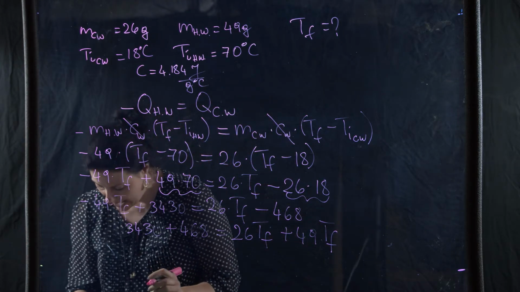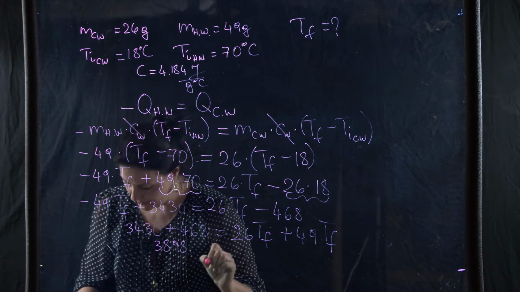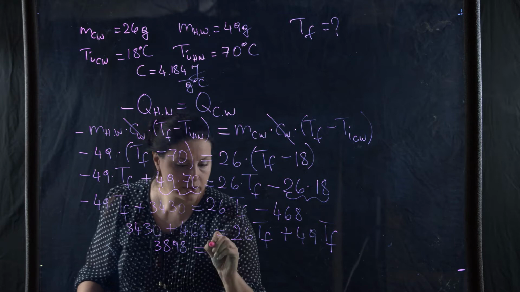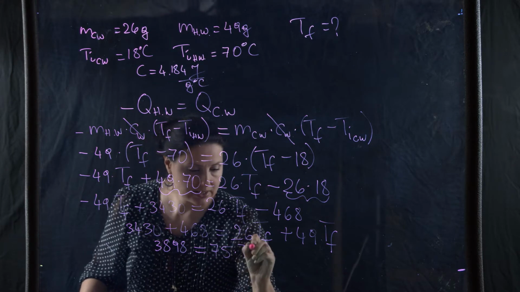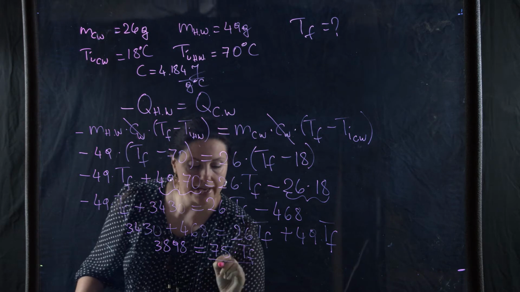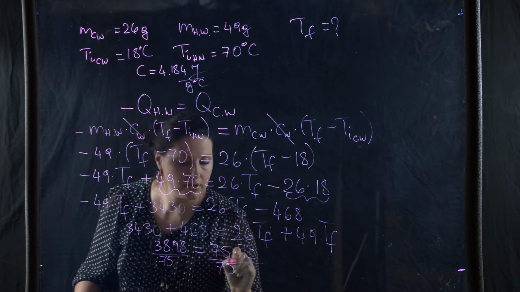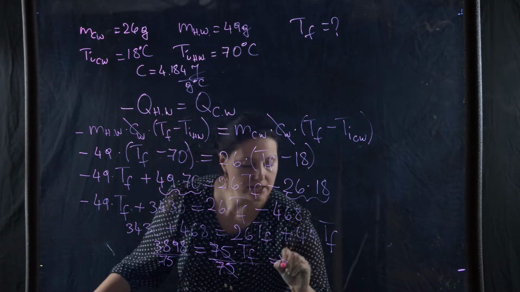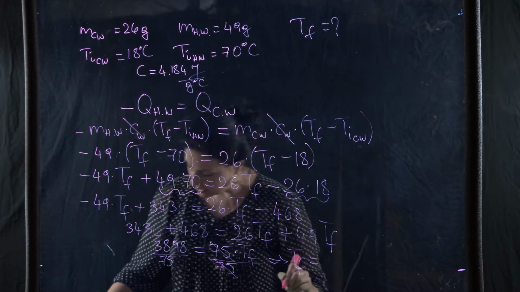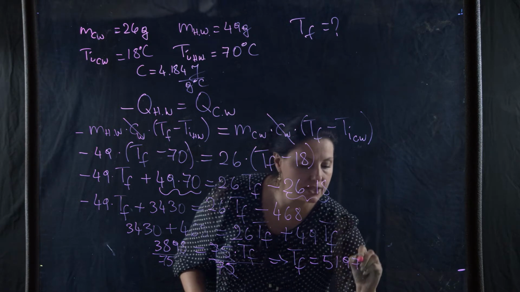If I do that math, I get 3898 is equal to 75 times T final. To isolate T final, I divide both sides by 75. That cancels, leaving me T final, which turns out to be 51.97 degrees Celsius.